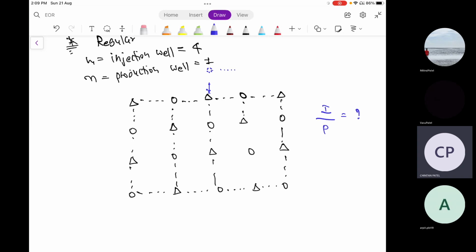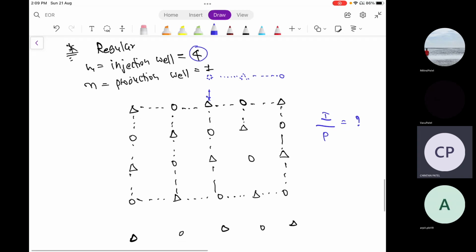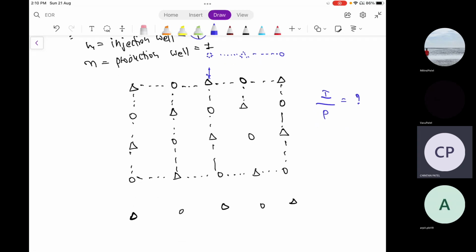Do not consider the boundary one, because hypothetically think here we have a well, here we have a well. Take it in the center. Till the center we do not reach, so let's go on. So consider this one. We have a larger number of injection wells. For each four wells we have one production well.